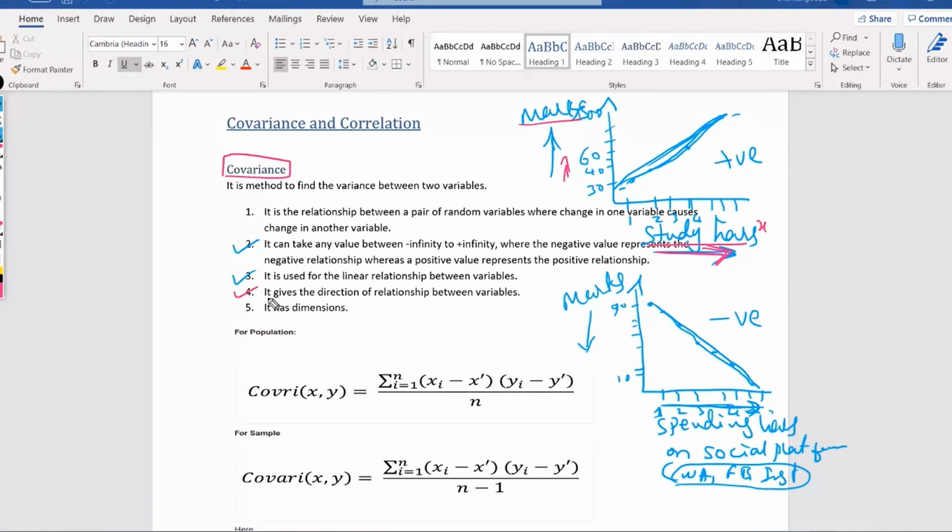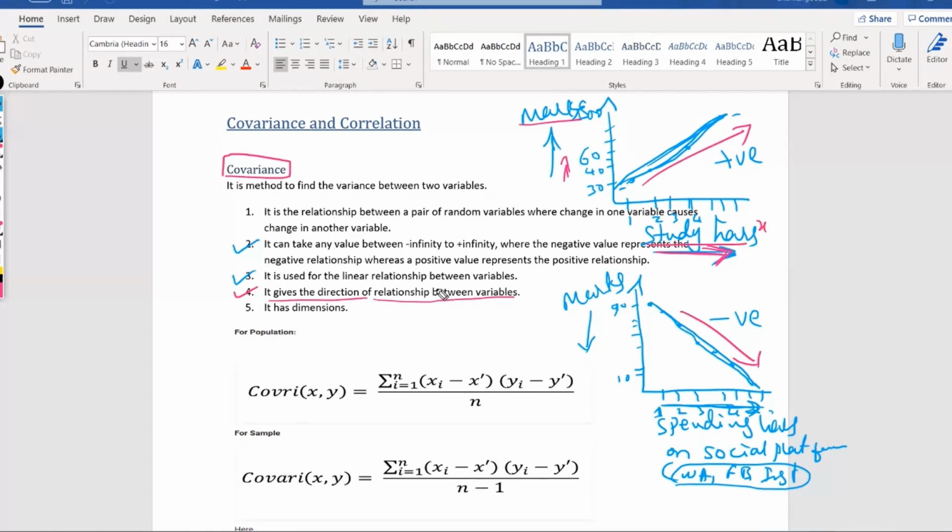And the number 4, it gives the direction of relationship between variables. Yes, we have seen this positive direction and this is a negative direction, right? So it has the dimensions. Yes, it has the dimensions, like numbers and things like that. We'll talk in terms of study hours or spending hours on a social platform. So it has some dimensions, right? So again, it depends upon what type of variables you have. So we usually use those variables in order to find the variance between one variable versus another variable.